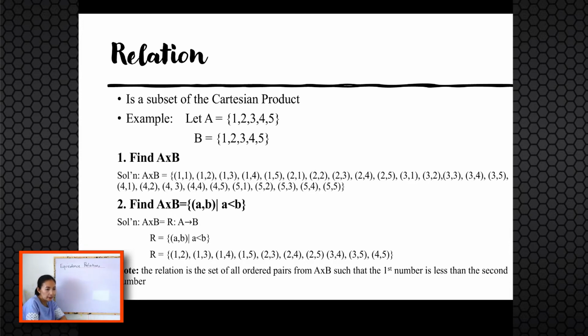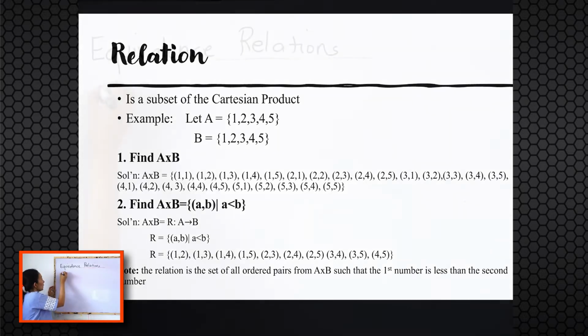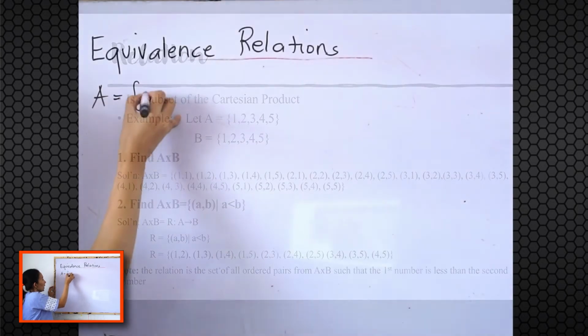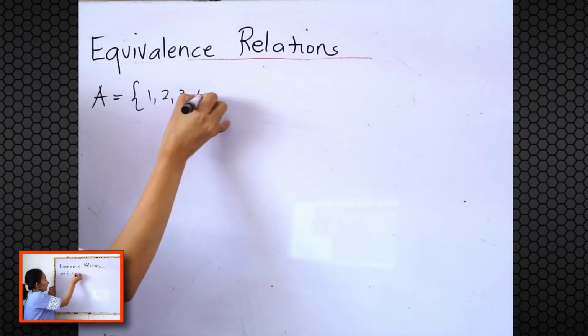And we can define a relation by certain conditions. For example, look at number 2. Find A cross B, the set of all ordered pairs (a, b) such that the first element a is less than b. Identify all those ordered pairs that satisfy the condition a is less than b. Can you see the board? Yes, ma'am.